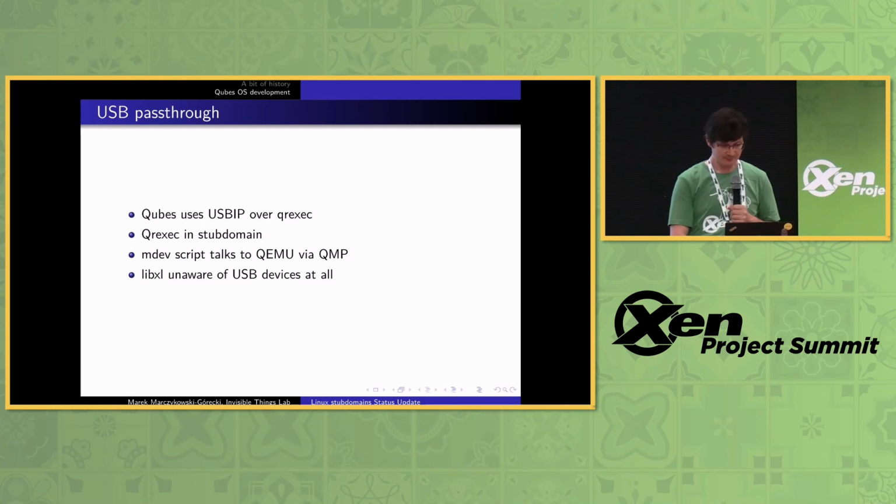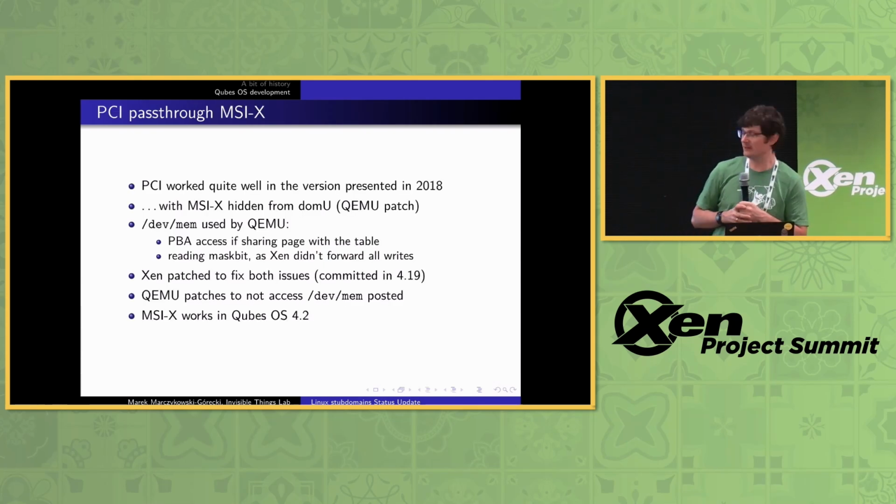Okay. So the next challenge is PCI passthrough. The main reason for us using stubdomains and HVMs was to get PCI passthrough when we migrated from PV to PVH. We couldn't use PVH with PCI passthrough, so we used HVM, but we needed something for PCI passthrough.